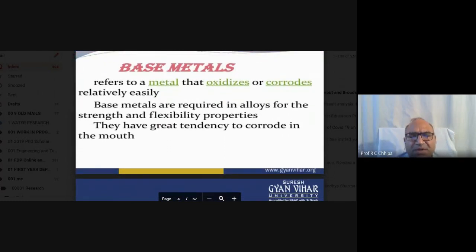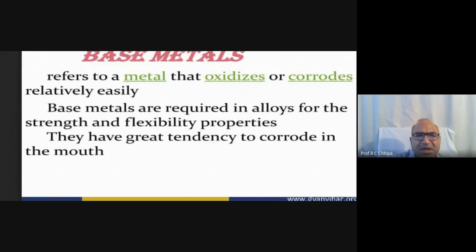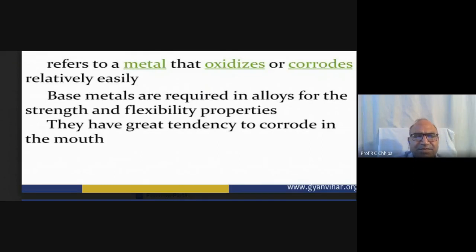There are some base metals, and the definition of a base metal refers to a metal that oxidizes or corrodes relatively easily. Iron is one example of a base metal, which undergoes the process of oxidation, where iron corrodes, that is rusting. Except for some precious metals, which are passive metals, such as platinum and gold. However, silver also undergoes oxidation and corrodes easily.